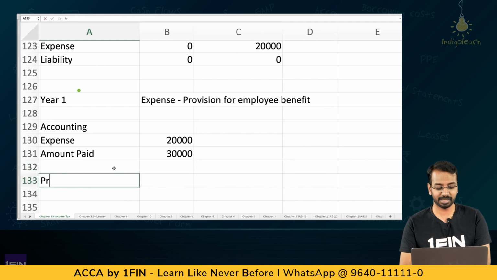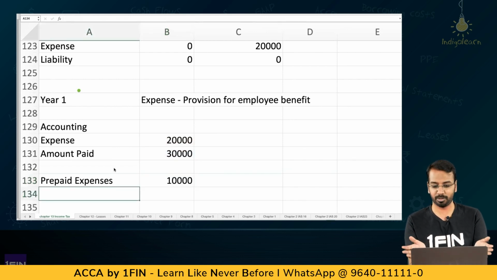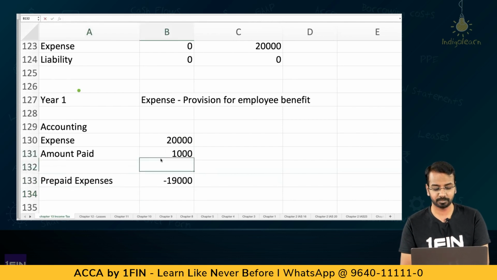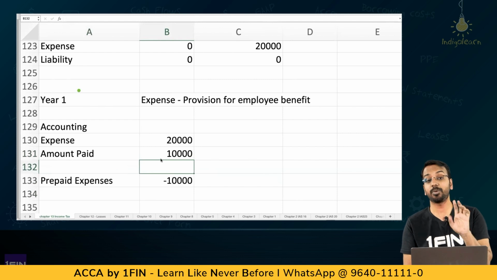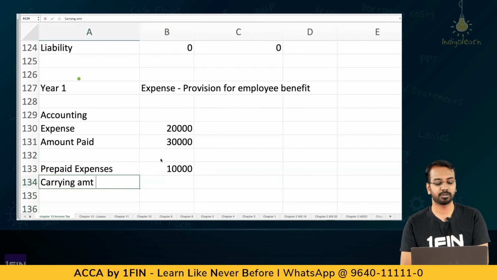I think for basics we have forgotten. We call it prepaid expense, right? We can call it advance paid also. That's not a problem. It's not a provision because we have paid extra. Expense is 20,000. I have paid extra. See, if amount paid is 10,000, then it would be a provision. But here I have paid 30,000 by way of bank. So if I have paid 30,000, my prepaid expense is 10,000. This prepaid expense is the carrying amount in accounting, which is 10,000, right?